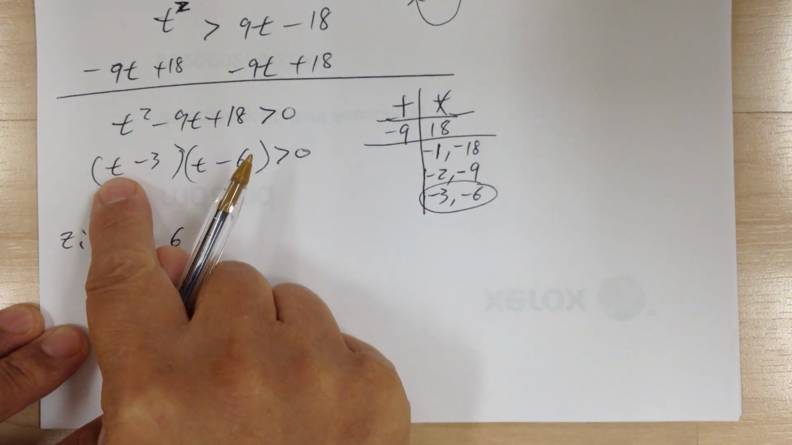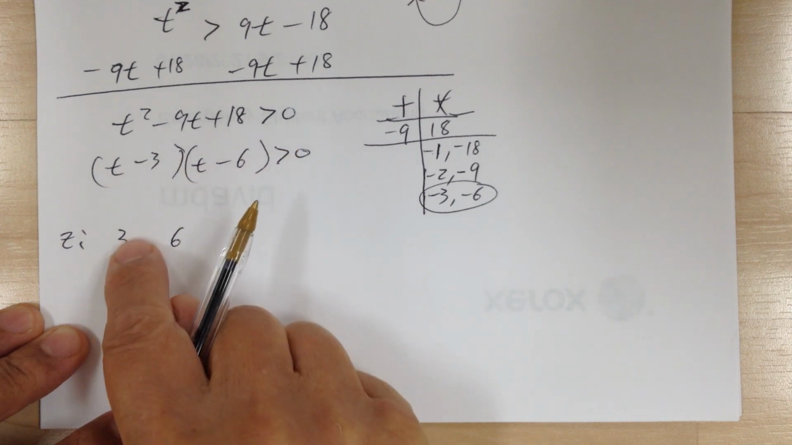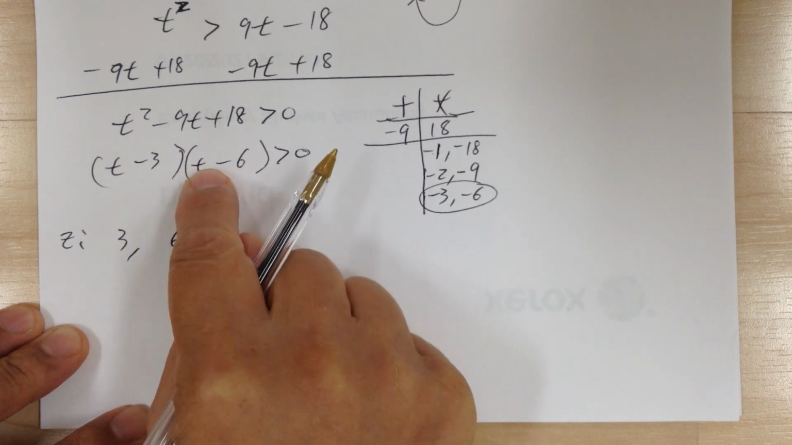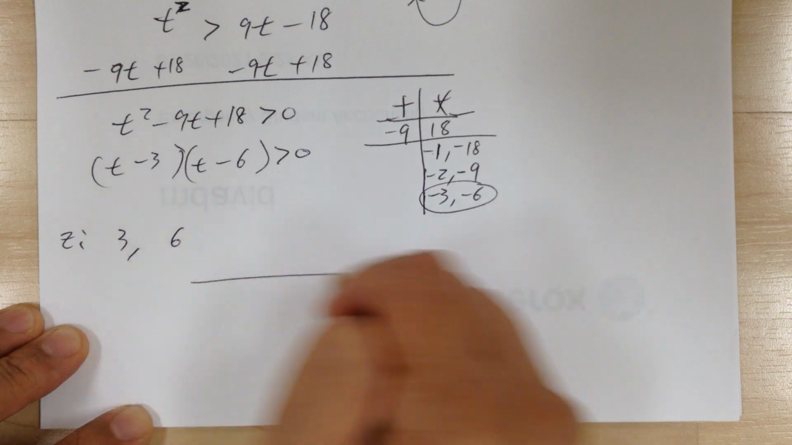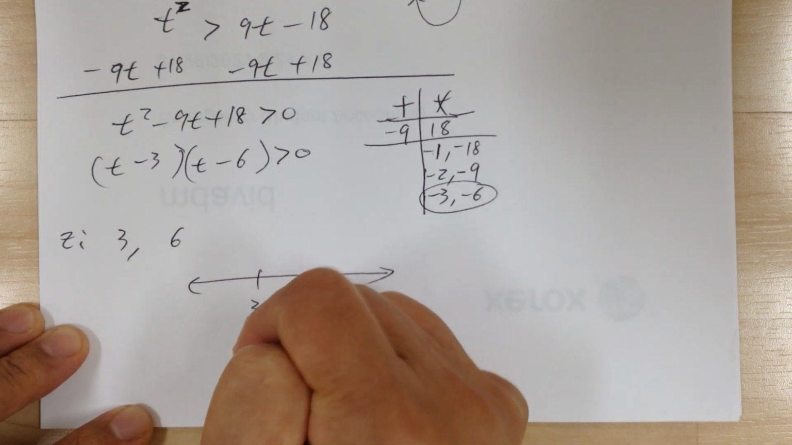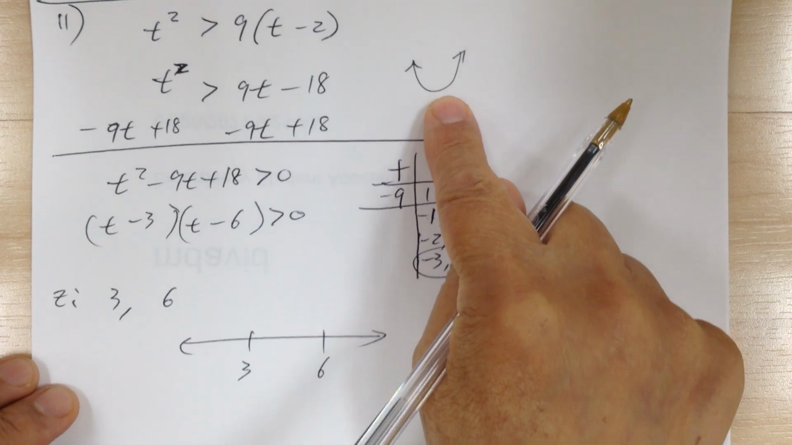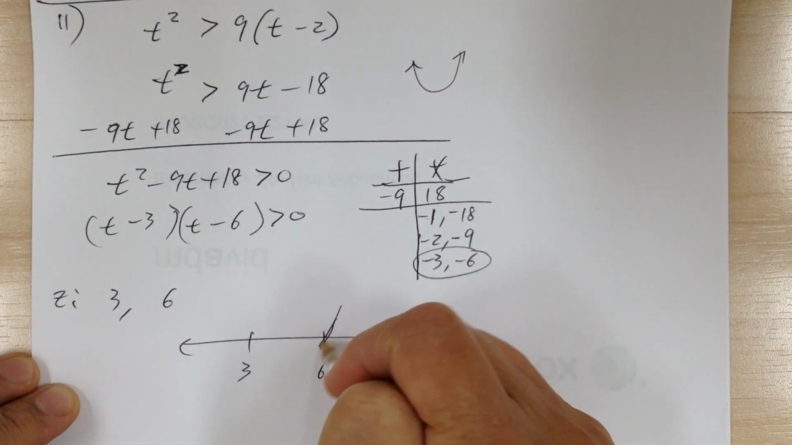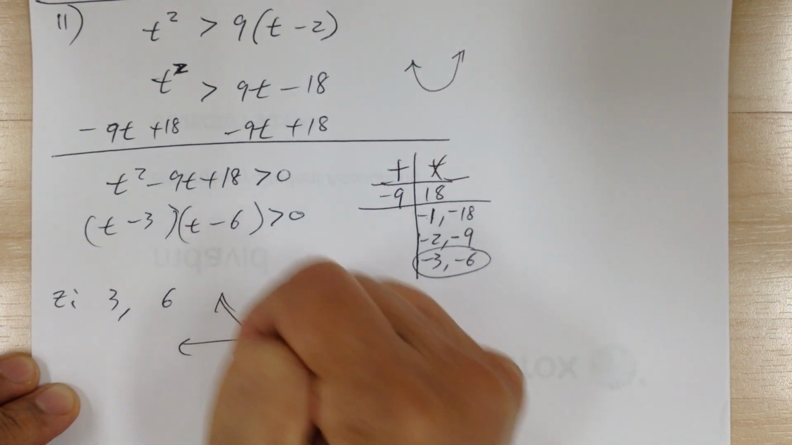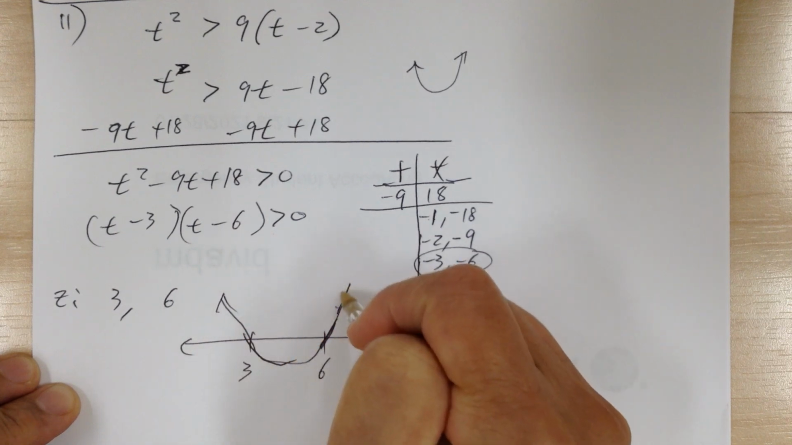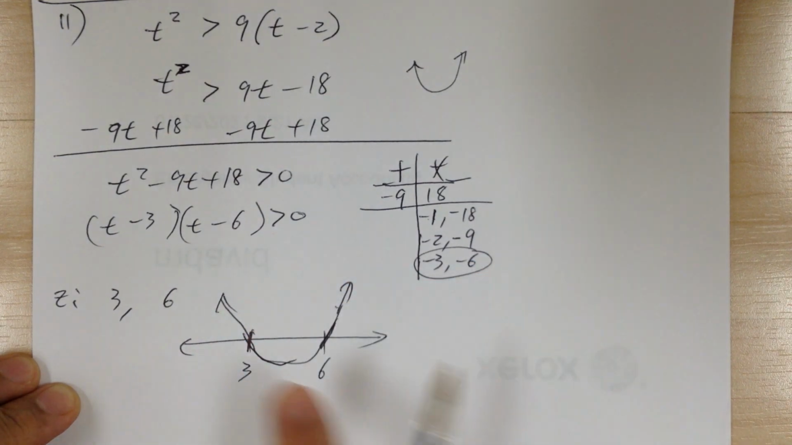Again, when t equals 3, 3 minus 3 gives you 0, right? So substitute this in and it will give you the 0. Substitute this in and it will give you the 0. So again, you're going to get a 3 and a 6, and you're going to get a smiling face. So your graph is going to look something like this. Again, it's just a sketch to help you visualize.